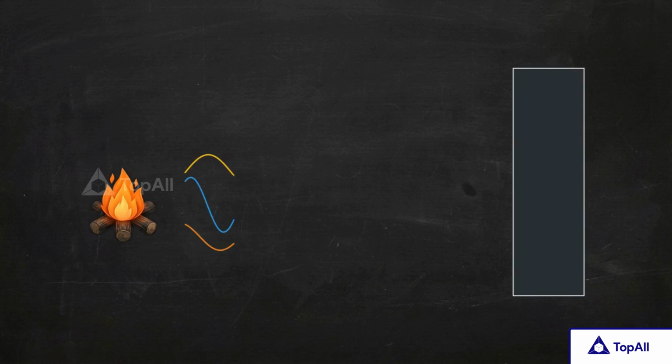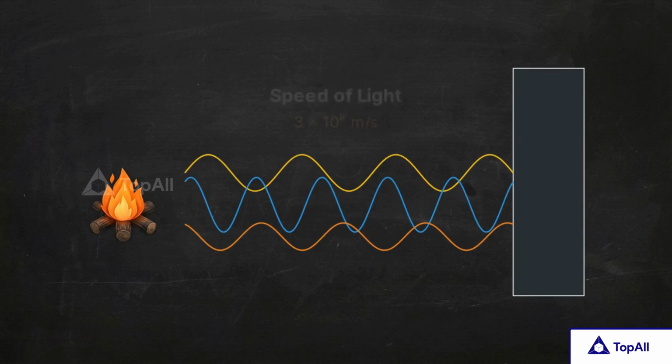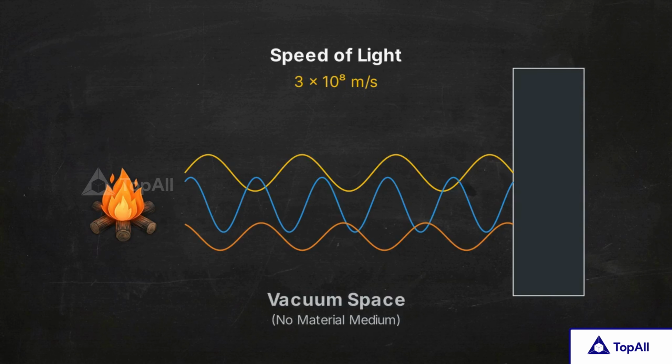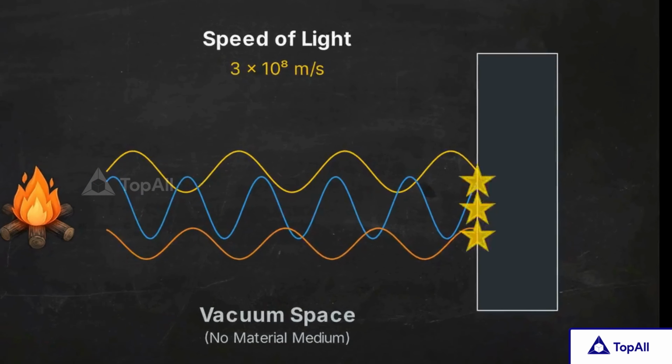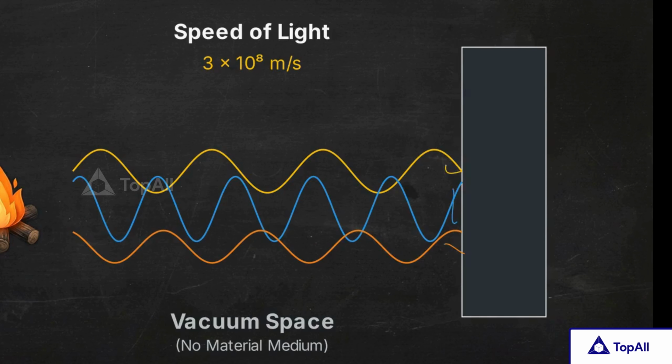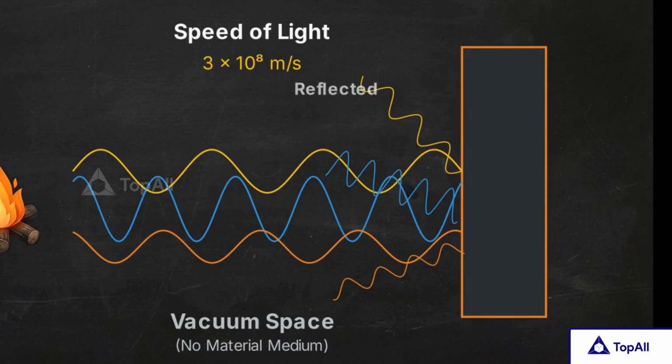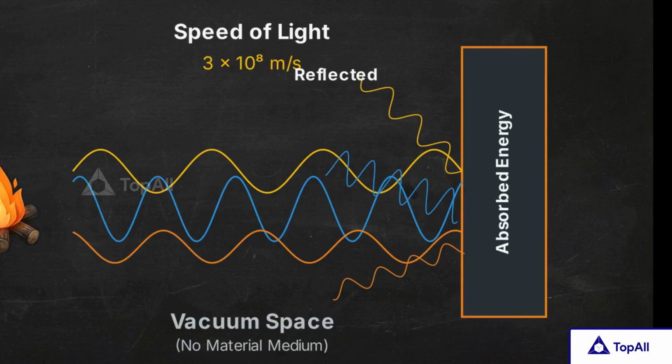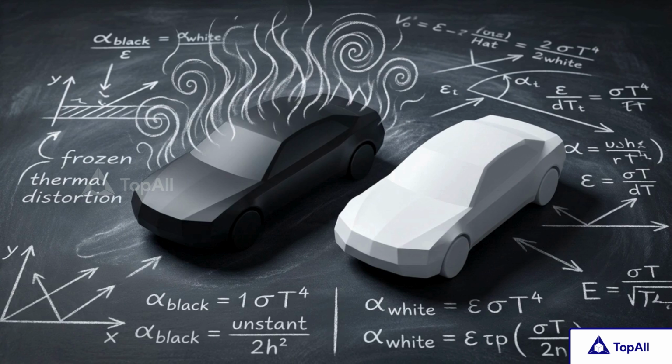Radiant thermal energy travels as electromagnetic waves. These are oscillations of electric and magnetic fields that move through space at the speed of light. When these waves strike a body, they are partly reflected and partly absorbed. Darker surfaces absorb this radiant energy much more effectively than lighter ones.